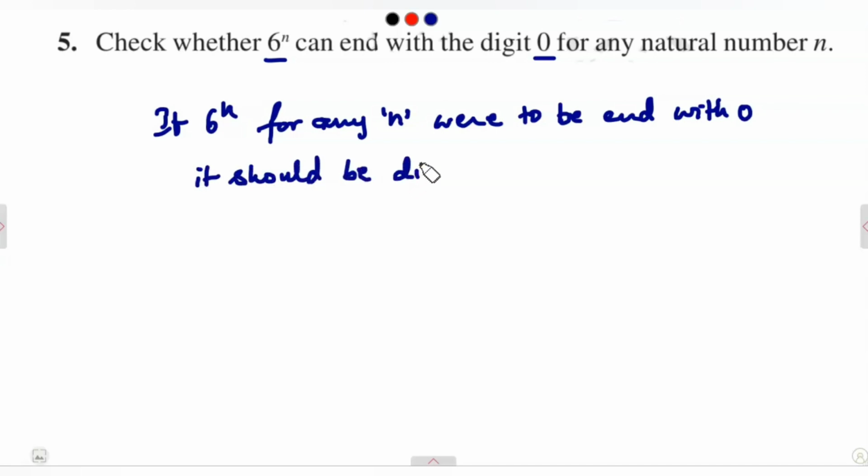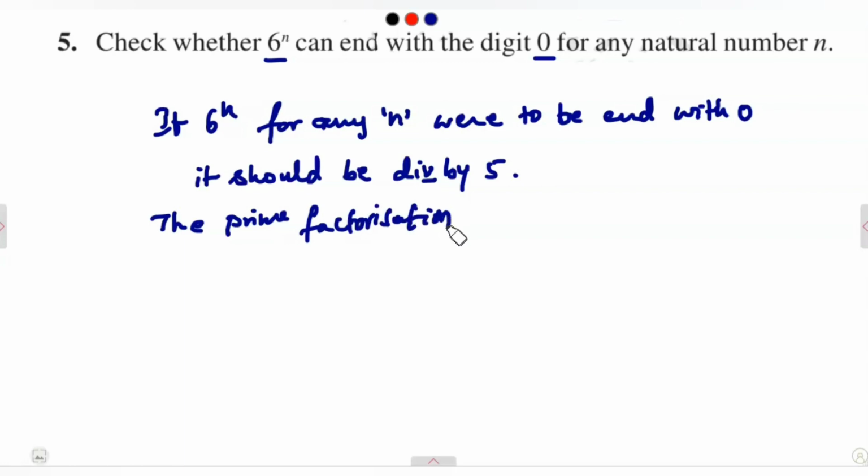As the numbers which are divisible by 5 consist of end digits as 0 or 5, if it is to end with 0, it should be divisible by 5. That means the prime factorization of 6 power n should contain 5. If it is to be divisible by 5, compulsorily the prime factorization will contain 5.